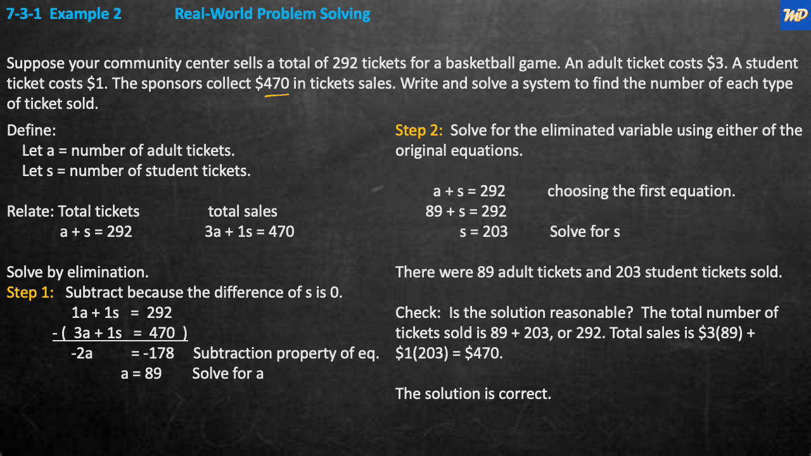What we're going to find out here is how many student tickets were sold and how many adult tickets were sold. All we know is the total number of tickets, and we also know the total amount of money, and we know what else we know.